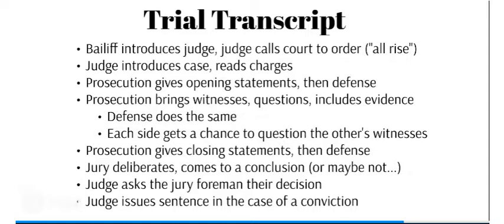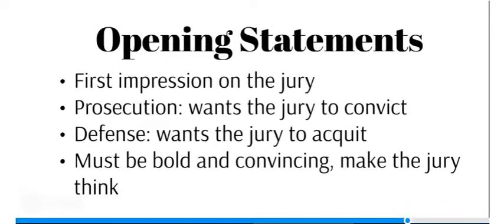All right, and then the prosecution gives closing statements, which we'll talk about in a second, and the jury deliberates, debates a little bit, and comes to a conclusion, or maybe not. The possible outcomes are: we cannot reach a conclusion at this time, they're going to acquit, or they're going to convict. So that's three. Then the judge will ask the jury foreman for their decision. Rather than having 12 people shouting "not guilty" or "guilty" for every single count, one person, the jury foreman, is chosen by the jury to speak on behalf of all of them. And in the case of a conviction, if you are found guilty, the judge will issue a sentence in proportion to the crime.